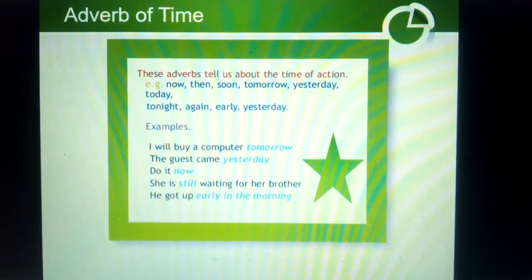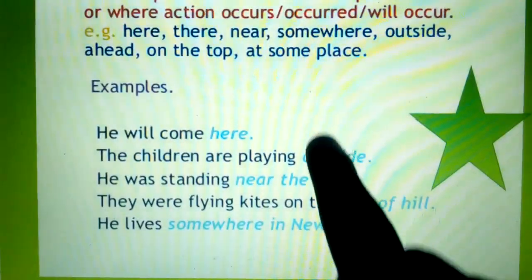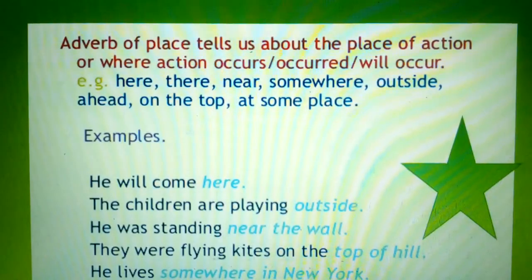Now the next type. The next type is adverb of place. Adverb of place tells us about the place of action or where action occurs or occurred or will occur. For example, here, there, near, somewhere, outside, ahead, on the top, at some place.